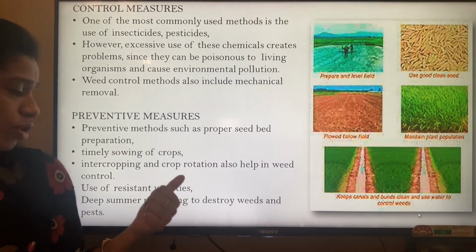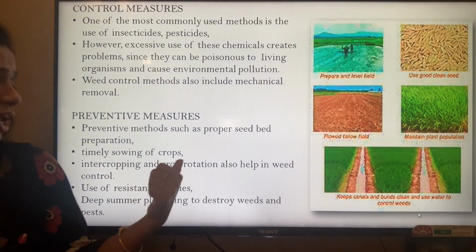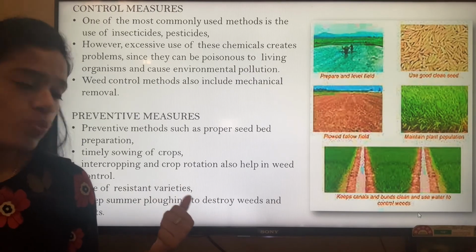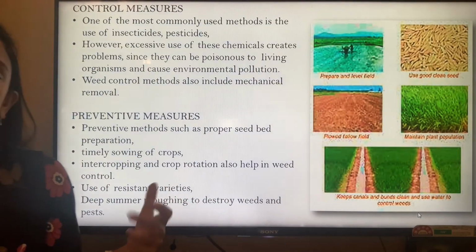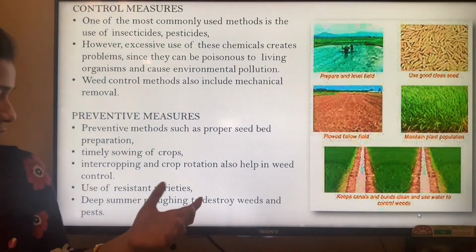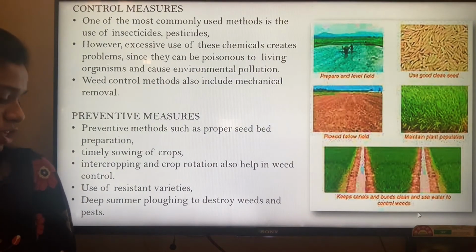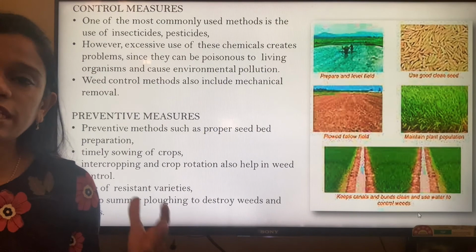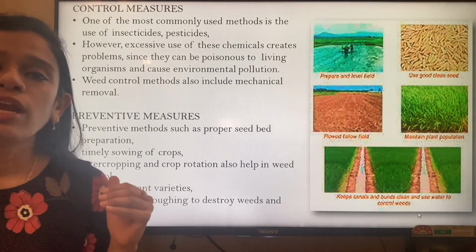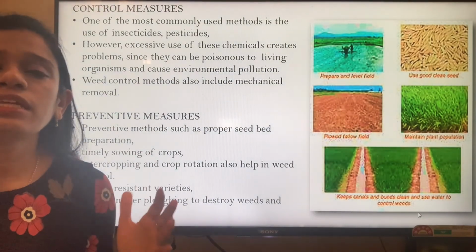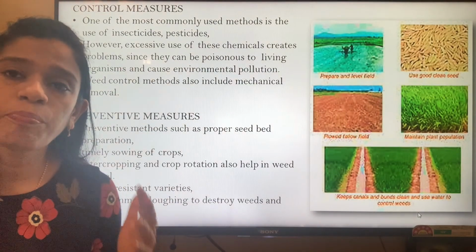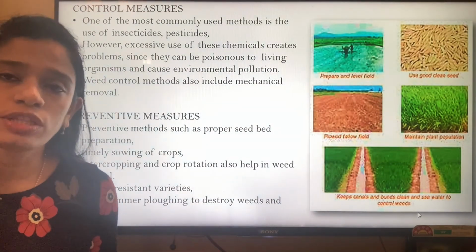Timely sowing of the crops should be done. Intercropping and crop rotation should be taken up to help in weed control. Use of resistant varieties should be done, and deep summer plowing to destroy weeds and pests. So if all these preventive measures are taken up, we can, if not eradicate, at least minimize the infestations of the insects, pests and diseases on the crop plants.